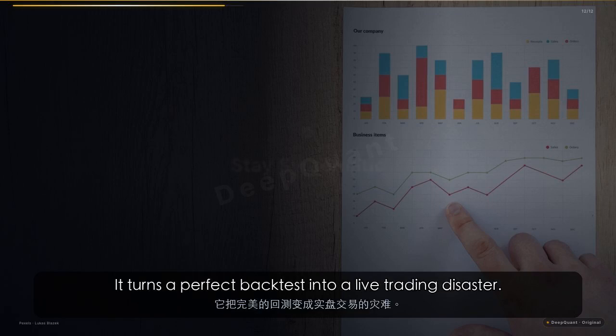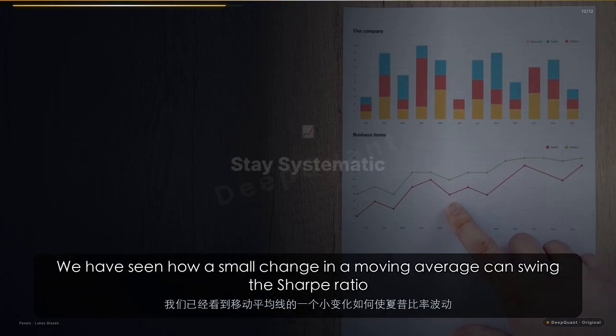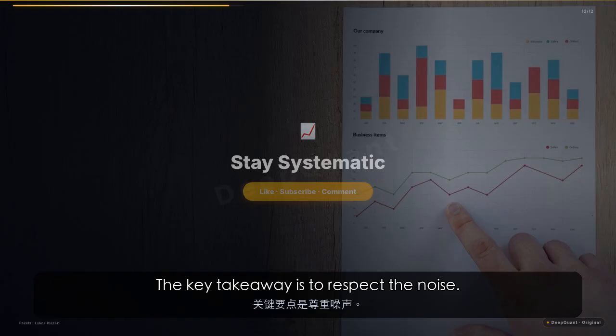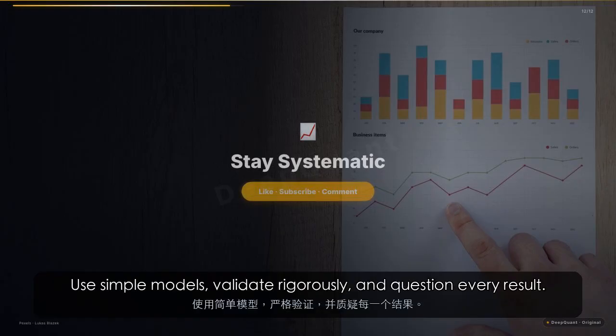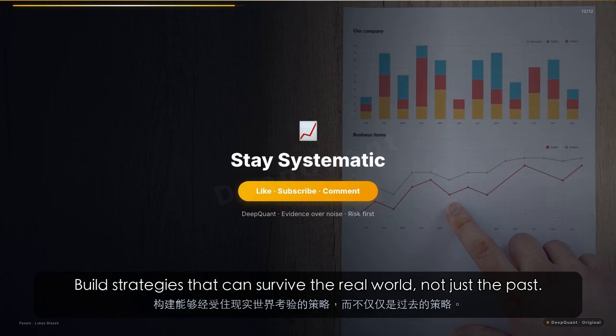It turns a perfect backtest into a live trading disaster. We have seen the three layers: parameter, feature, and structural. We have seen how a small change in a moving average can swing the Sharpe ratio by over 100%. And we have seen a real case where a 500% backtest lost 70% in 3 months. The key takeaway is to respect the noise. Use simple models, validate rigorously, and question every result. If a backtest looks too perfect, it is probably overfit. Build strategies that can survive the real world, not just the past.